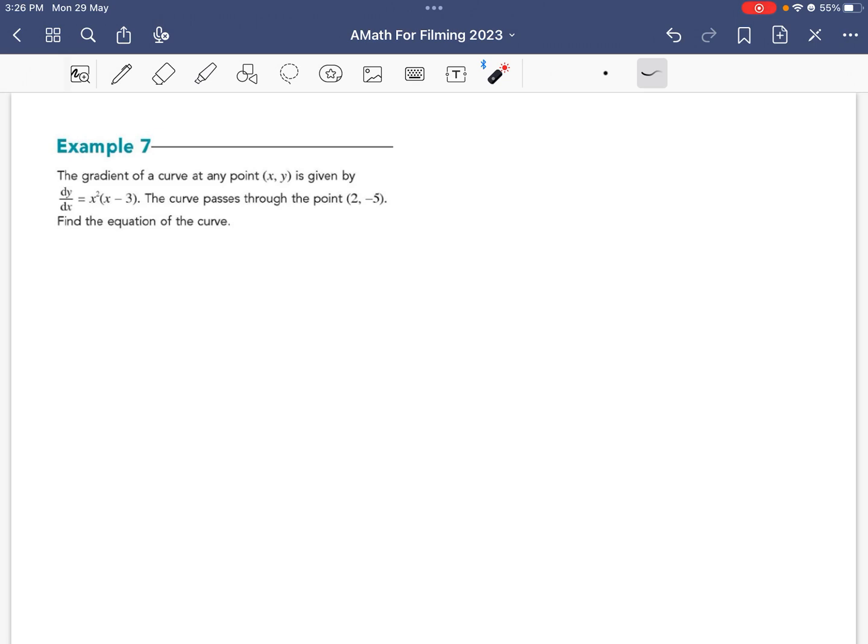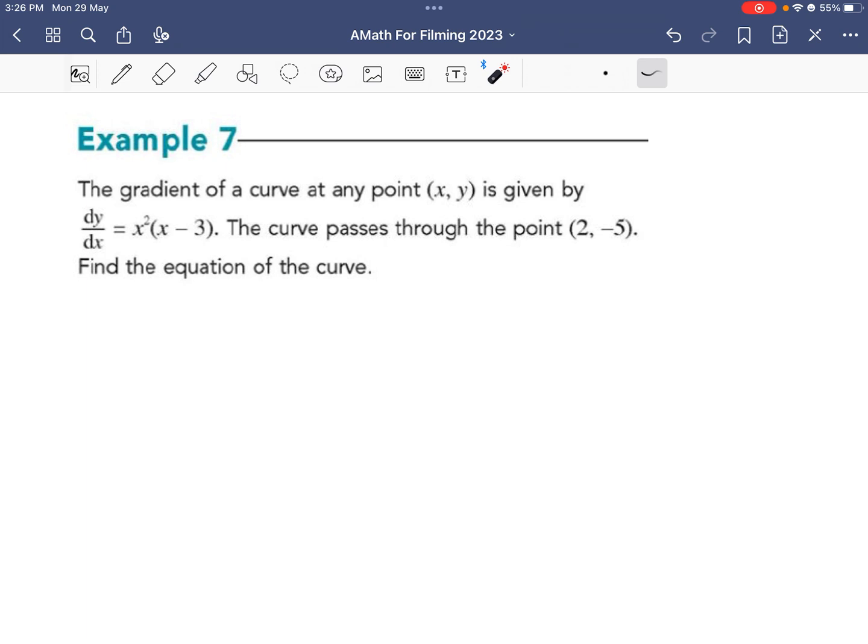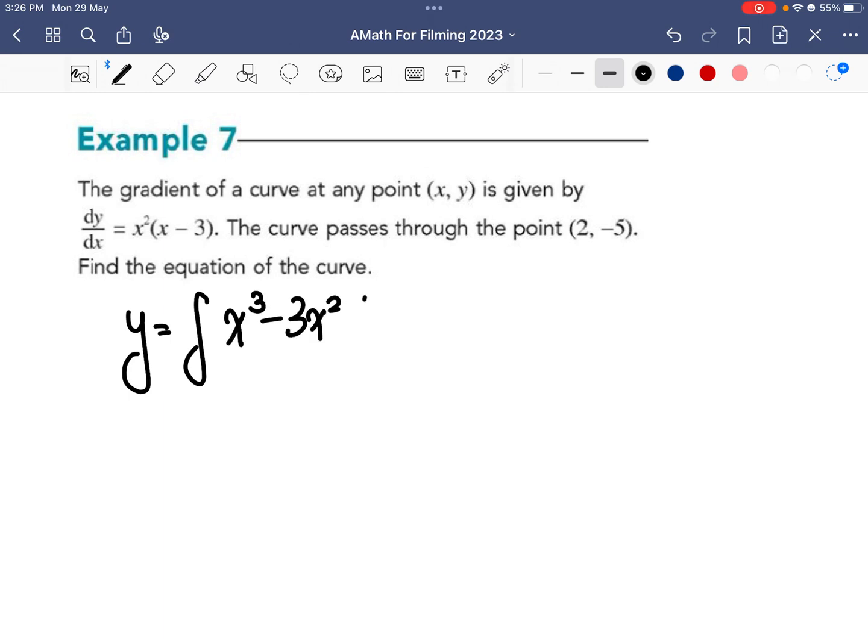So now, example 7. The gradient of a curve at any point is given by this. The curve passes through the point (2, negative 5). Find the equation of the curve. So, what we can do here is this. If I integrate dy/dx with respect to x, what I get is y itself. So now, I'll write this to get back y. I will attempt to integrate x cubed minus 3x squared with respect to x.